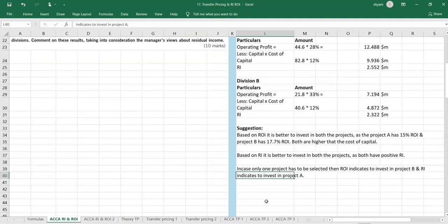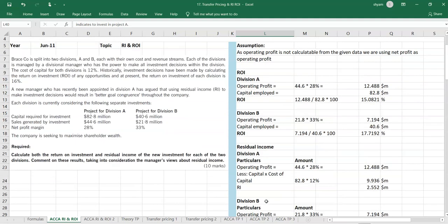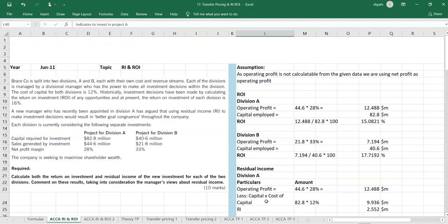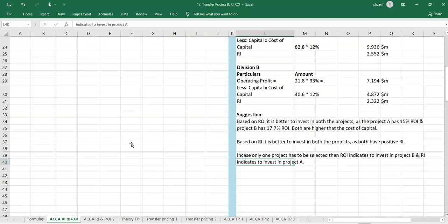Okay, so that's about this sum. We just have to work out the formula and give an answer. So comment on these results that we have made, taking into consideration the manager's view about residual income. The manager's view was it leads to better goal congruence. Better goal congruence is good for both the division as well as the company as a whole. So the manager's view is right.